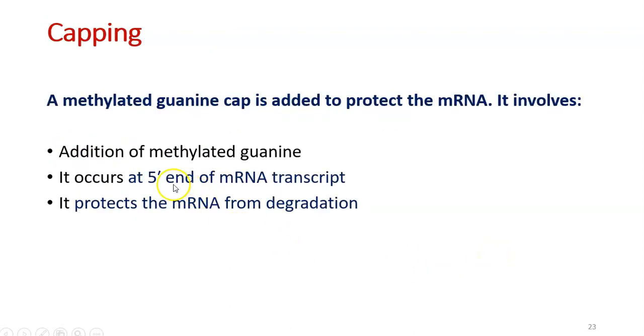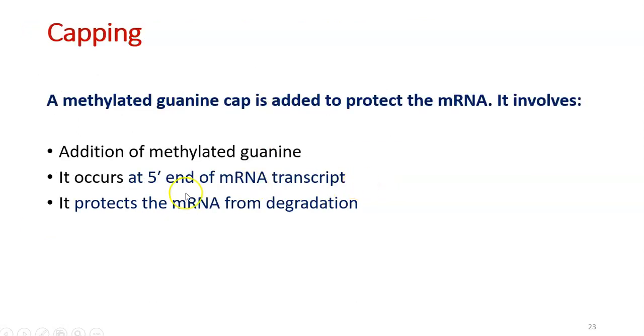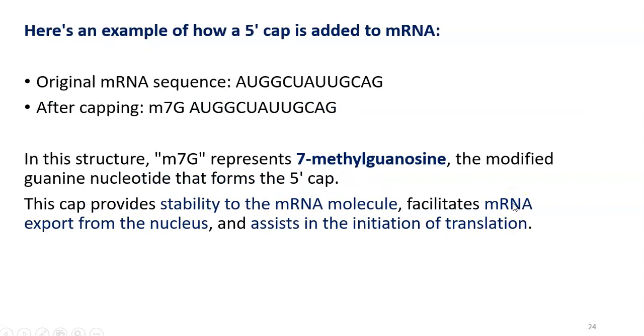Capping means what? At the end of the mRNA, a certain cap called methyl guanosine, etc. will be added. You can see this is the normal mRNA that got released from the transcription. Now to one end, at the 5' end, a 7-methyl guanosine got added. So this is known as the cap. It prevents this particular RNA from getting degraded by the exonucleases, etc.